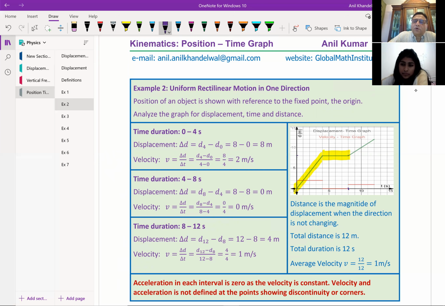Second, the slope is different in these three intervals. First, it is increasing, correct? So the slope is constant. Then it is stationary, slope is zero, velocity is zero. And then again, it is increasing, but at a slower rate. So slope, which represents the velocity, will be slightly lesser than what it was in the first part of the graph, correct?